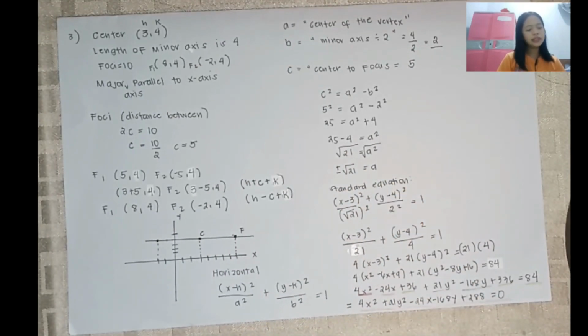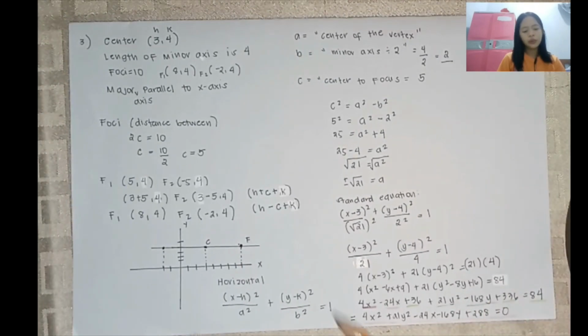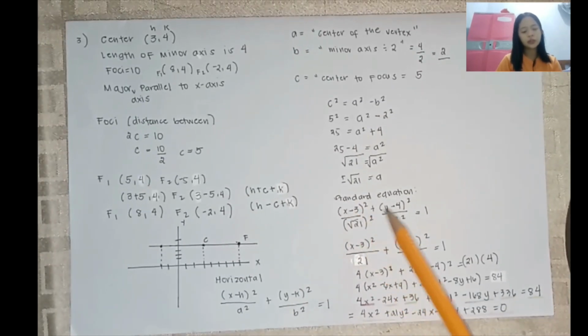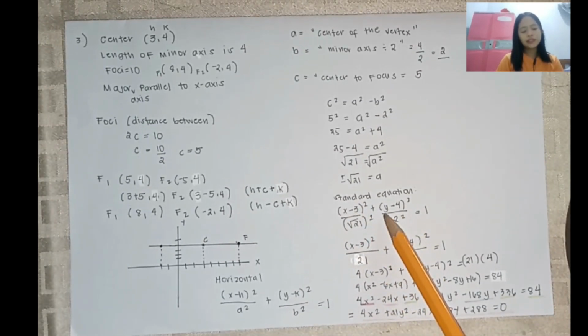So in our standard equation, the value of h is 3, giving us (x minus 3) squared, plus y, where the value of k is 4, so (y minus 4) squared. The value of a is the square root of 21, squared, and the value of b is 2. 2 squared is equal to what?